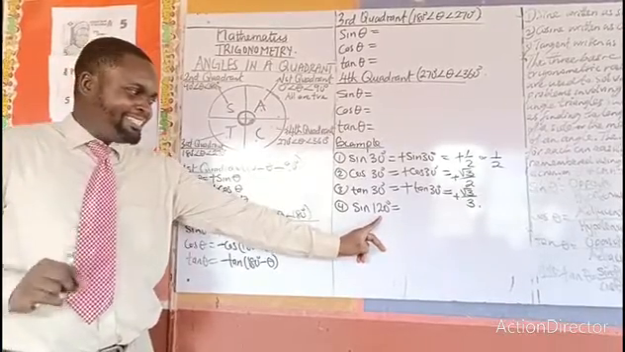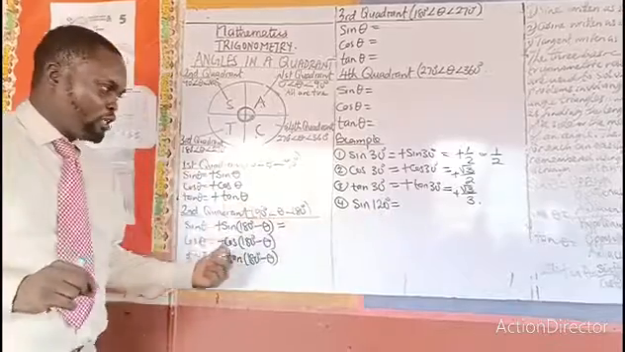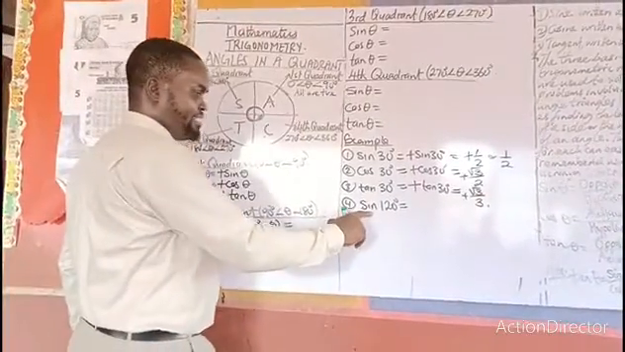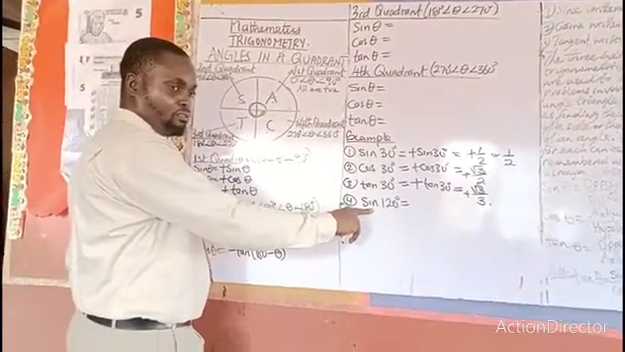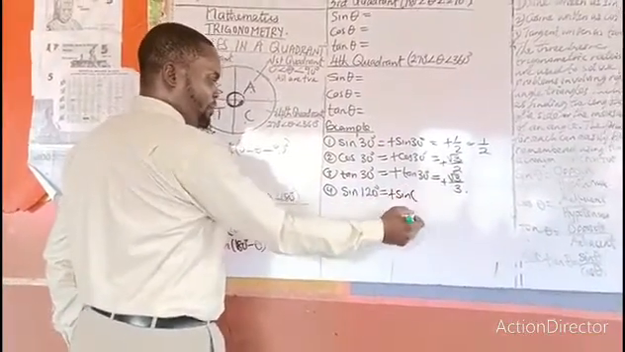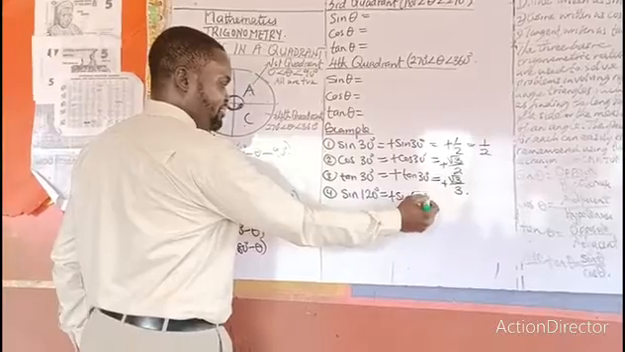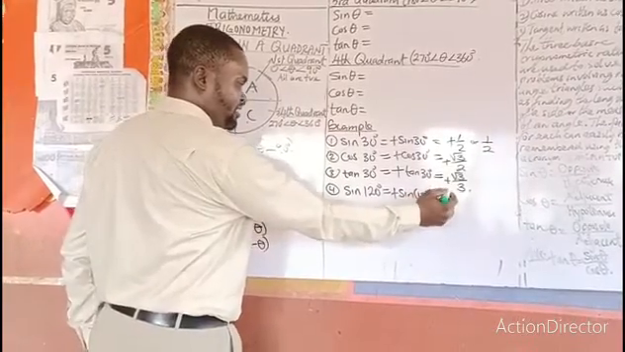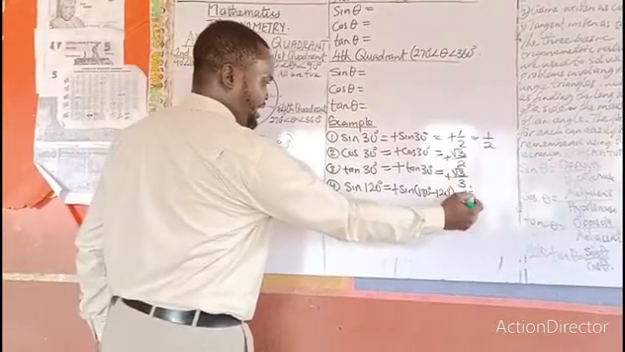Second quadrant. Anytime the angle falls in the second quadrant, what must you do? You ask yourself, sine, is it plus or minus? Plus. In the second quadrant, sine is plus. So I say plus sine. Then what will I do? 180 degrees minus 120 degrees. And that gives me plus sine.